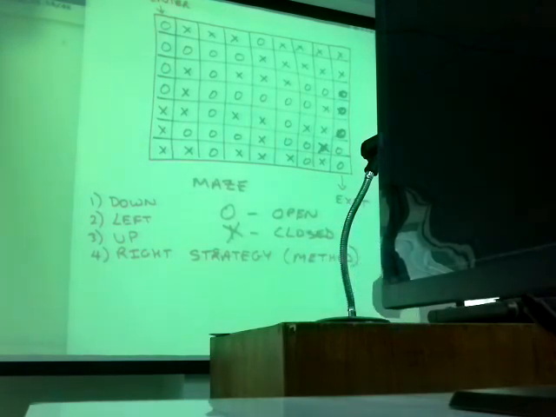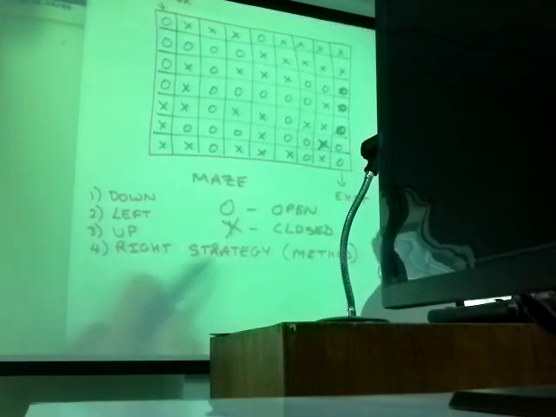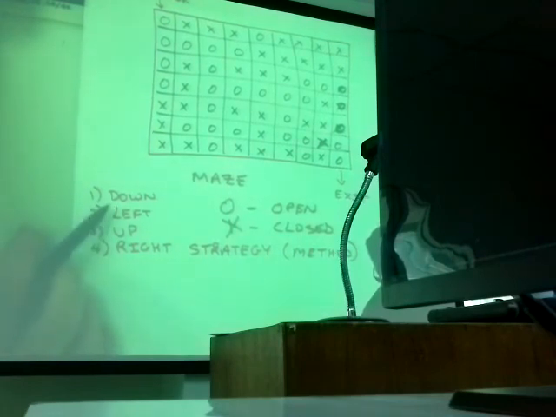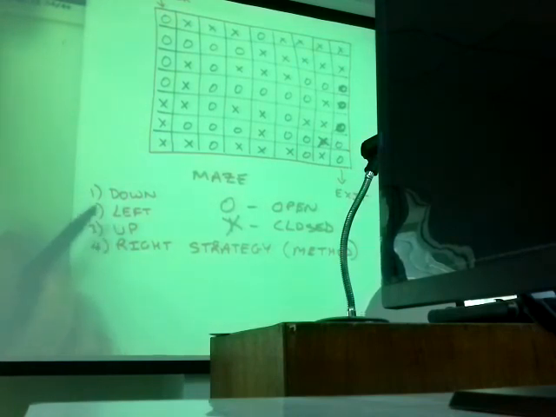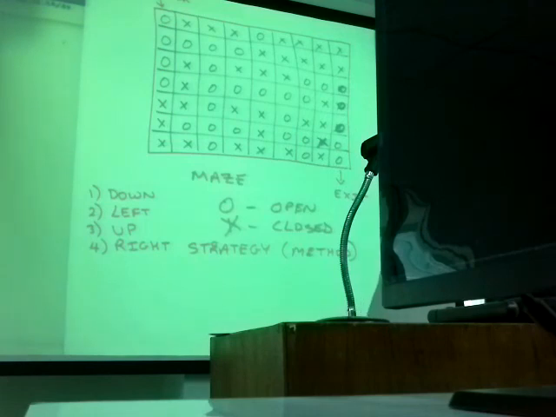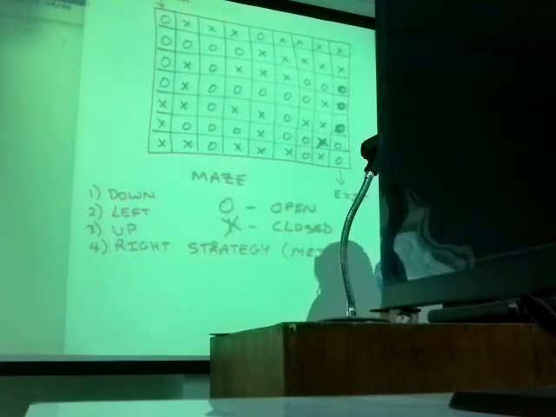We have to decide, do we go down first? Do we go to the right? Do we go to the left? Or do we go up? Okay? So I'm going to say that my strategy is to go down first. If we can't go down, we will try going to the left. If we can't go to the left, we'll try going up. And if we can't go up, we'll try going to the right. Okay? Now, I'm almost running out of time, but let me just show you the idea.